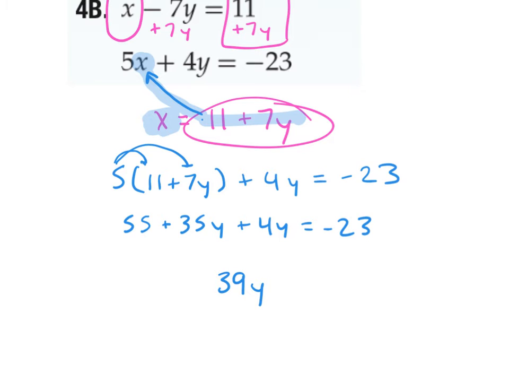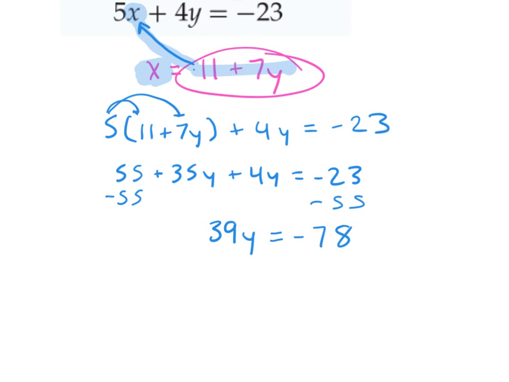So how else can we simplify this equation? You have to subtract 55. So what is negative 23 minus 55? Negative 78. Now what do we do? Divide by 39. So y is equal to 3, 2.